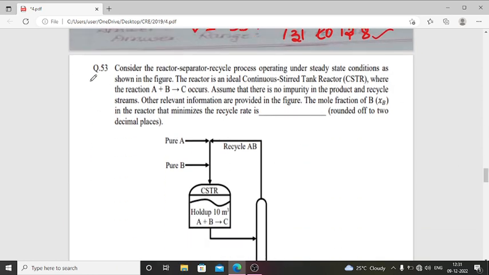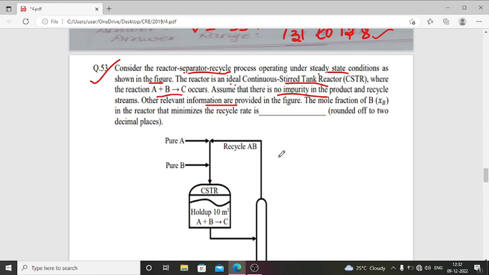Next question, question number 53. Consider the reactor separator recycle process operating under steady state condition as shown in the figure. The reactor is an ideal CSTR, ideal continuous stirred tank reactor, where the reaction A plus B gives C occurs. Assume that there is no impurity in the product and recycle stream. Other relevant information is provided in the figure.